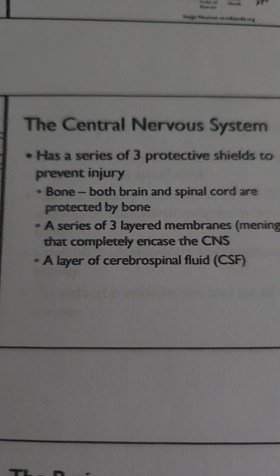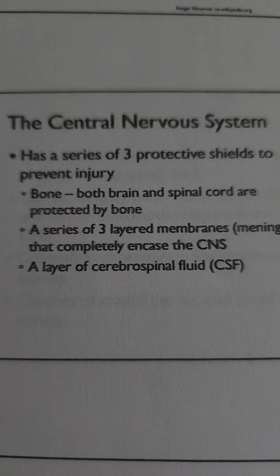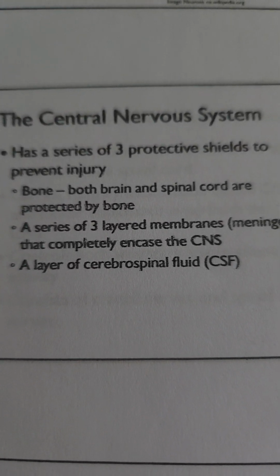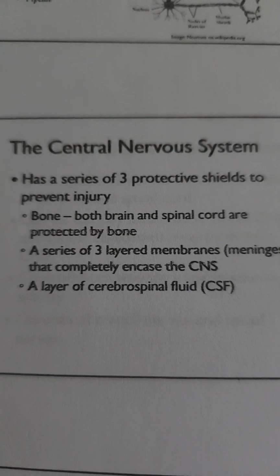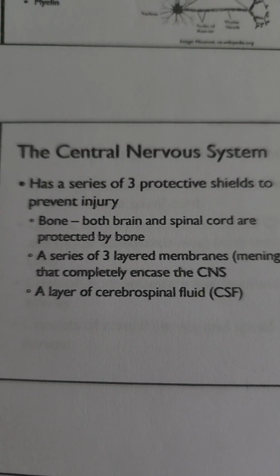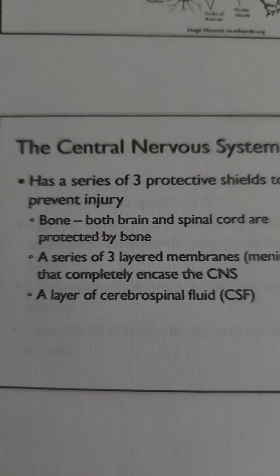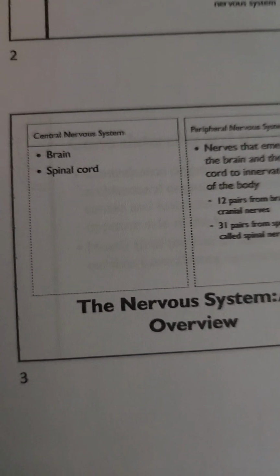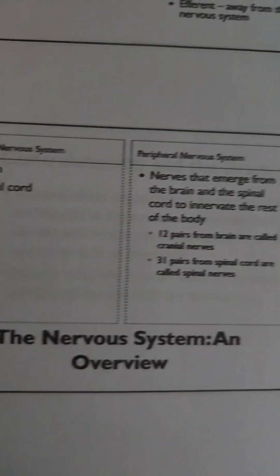The central nervous system has 3 protective shields to prevent injury: bones, a series of 3 layered membranes, the meninges, that completely encase the CNS, and a layer of cerebrospinal fluid, CSF. The central nervous system includes your brain and your spinal cord.